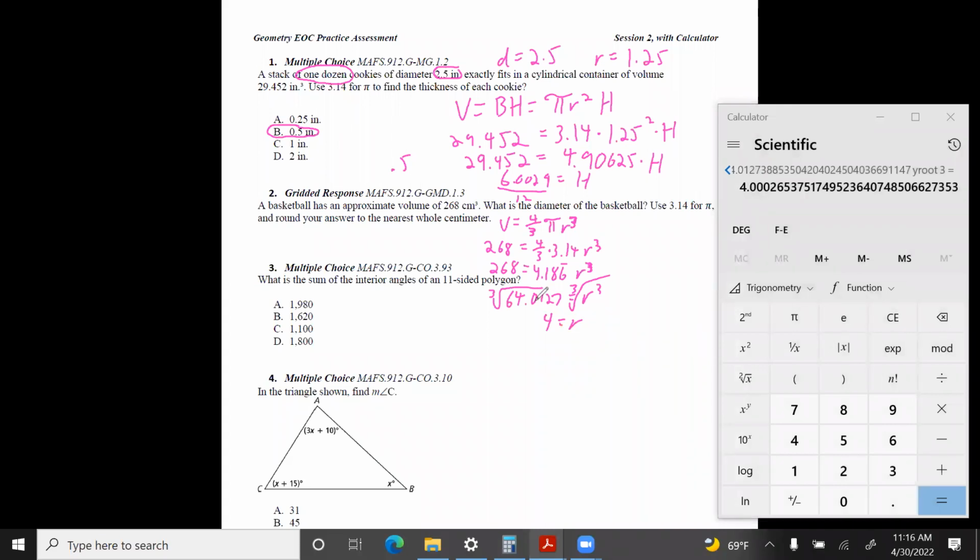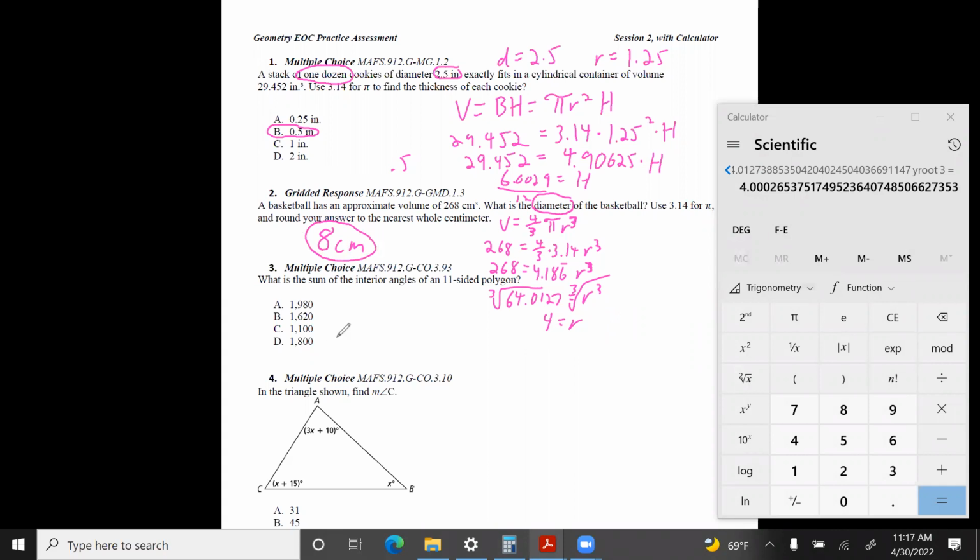If you want to check your answer, again, 4 times 4 times 4 is 64, so that's good. That's our radius. We want, in this question, our diameter is what they're asking us for. So we need to double that. Our diameter is roughly 8, and it's in centimeters. So that's our answer for number 2.